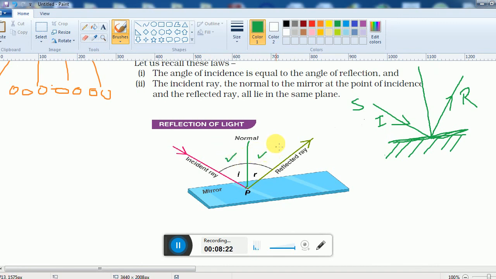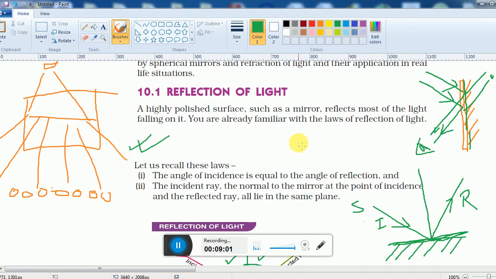So how to measure the angle of incidence? You have to measure the angle of incidence with the normal. Don't measure this angle. This is not the angle of incidence. You have to measure with the normal. This is the angle of incidence, and this is the angle of reflection. So what we learn here: angle I will be equal to angle R, and the incident ray, reflected ray, and the normal will lie in the same plane. It's a very, very important law having a huge amount of application. The law is very simple, but it has so many applications in our daily life.